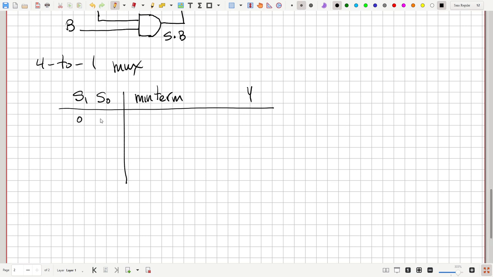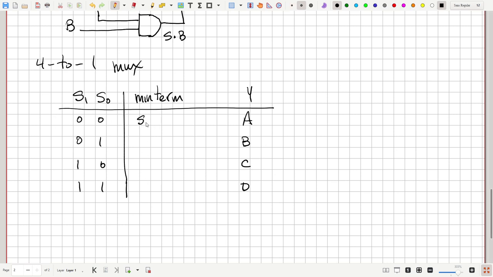Okay, so let's say when they're both 0, we want y to be equal to A. When we have 0, 1, we want y to be equal to B. When we have 1, 0, we want y equal to C. And when we have 1, 1, we want y equal to D. What would be the min terms in terms of S1 and S0? What is something that would be 1 for that row and 0 for all of the other rows?